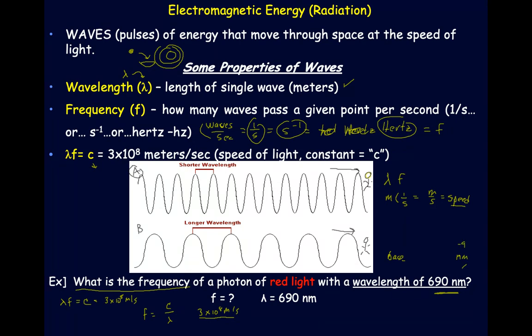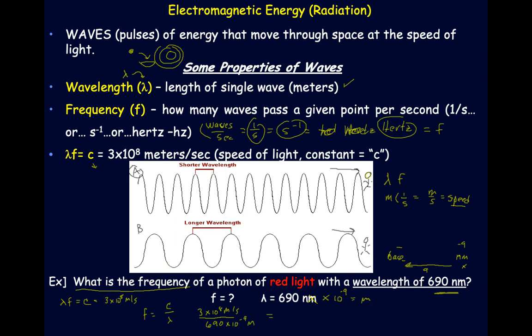So if we are here, we're going to have to go that direction 9 decimal places to the left. Going 9 decimal places to the left is really multiplying by 10 to the minus 9th, right? So if I multiply this by 10 to the minus 9th, I'll now be in meters, and I can cross out meters. So I'm going to divide this by 690 times 10 to the minus 9th meters, okay?